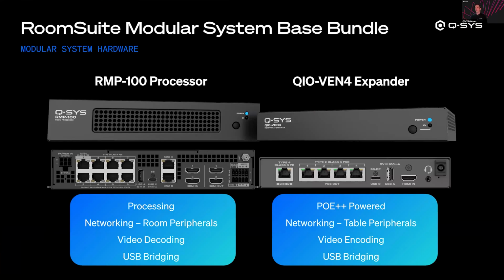So here is our RMP100 processor. Now you'll note we do call it a processor instead of a core. It is the heart of the RoomSuite system, and then we have the expander box, which connects back to RoomSuite and allows you connections to table devices, microphones, and also your media inputs as well. So you can see there all the processing on the RMP. You can see it's also got a built-in switch, and we'll go through all the different connections on the back of there.